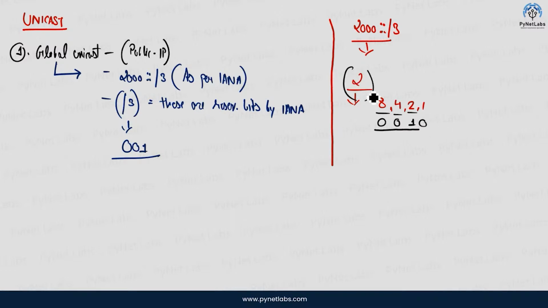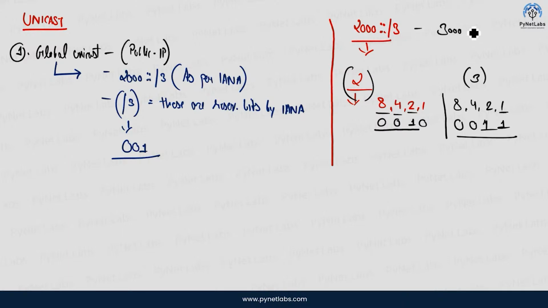As this is one single hexadecimal digit, only 4 bits are there: 8421. So 001, and there may be a chance that the last bit is 1 as well. In case you get the value 0011, then for this part you are going to get the value of 3, because 2 plus 1 is 3. So we say that any IP that starts with 2000::/3 and ends with 3000::/3 will be considered as a public IP in IPv6.